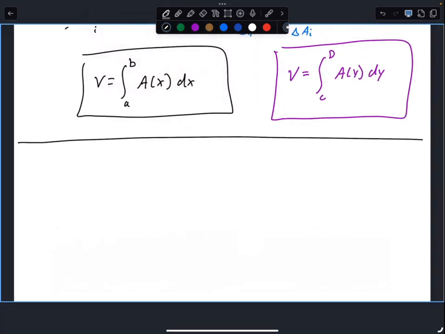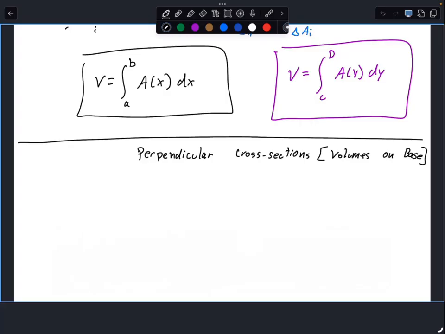So when we do something like perpendicular cross-sections, also known as volumes on base, you are doing the cross-sectional method. A lot of the misconception here is that when students hear volumes by cross-sections, they're only thinking of revolution. But when you're doing volumes on base, you are essentially doing cross-sections.